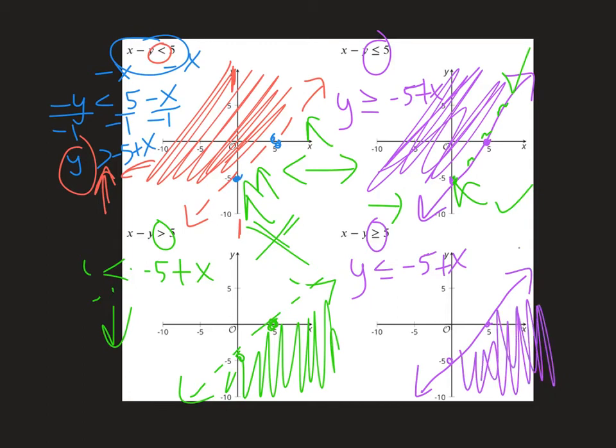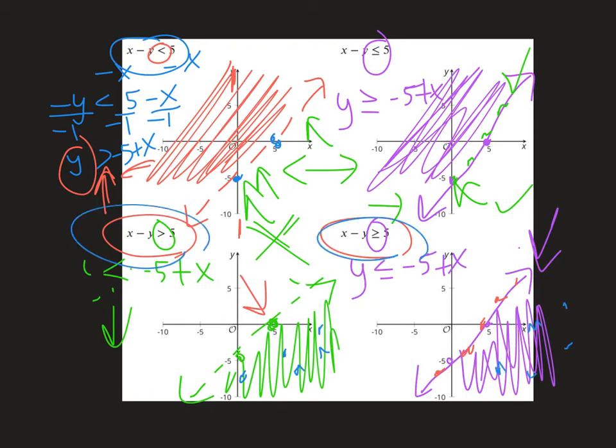So again, what's the difference? All the points on the line are included. So any point on this line is also going to make this statement correct. Any points on this line would make this statement incorrect. So the points on that line are not included. But any point down in this region here or any point down in this region here would make both of these correct statements or true statements.